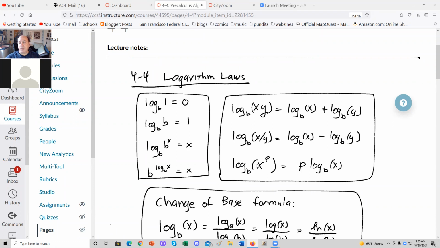Exponential, x to the p, you can think of it as repeated multiplication. And the logarithm of an exponent, of a power, is repeated addition, which is multiplication. So log base b of x to the p is p log base b of x.